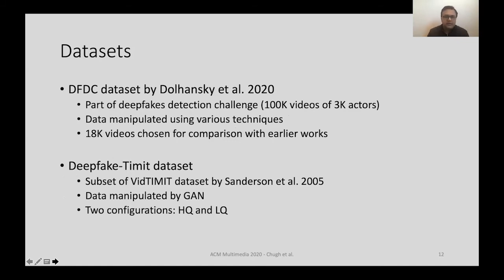The other dataset which we used in our experiments is called the DeepFake TIMIT dataset, which is a subset of an older dataset called VidTIMIT. The data in this particular dataset has been manipulated using a GAN network. And there are two configurations for the experiments with this dataset. One is with a higher quality and the other is with a lower quality.